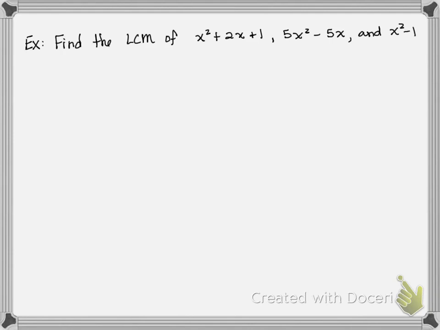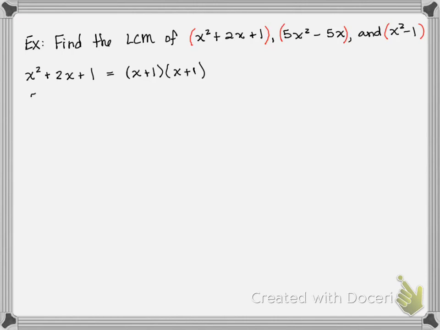So just like we talked about on Thursday, remember, we're thinking of each one of these polynomials individually in the same way as we think of a single whole number. So we're going to factor each of those polynomials. So we've got x squared plus 2x plus 1. If you do your AC method, you will get x plus 1 times x plus 1.